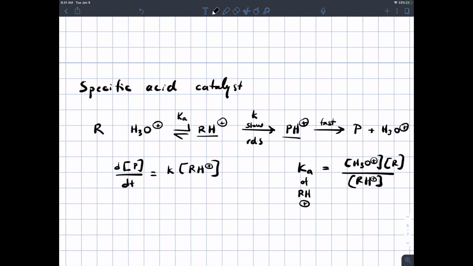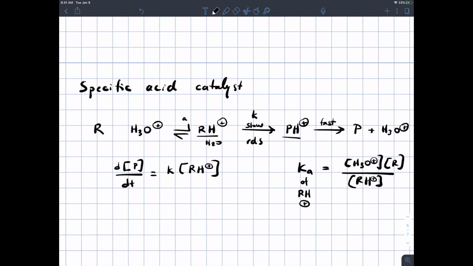If you're worried about where water went, don't. It's folded into Ka. So if you wanted to, we could have put water here and K equilibrium constant, but we would have gotten rid of water by multiplying water concentration by Keq to give us Ka.